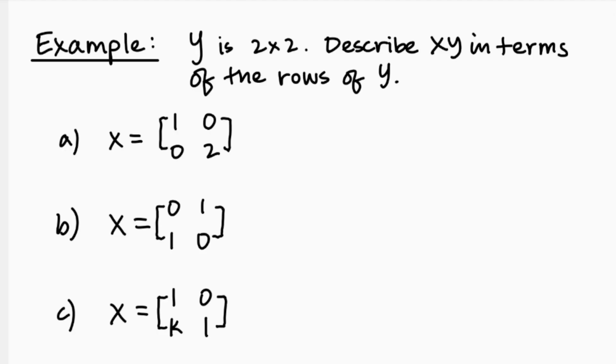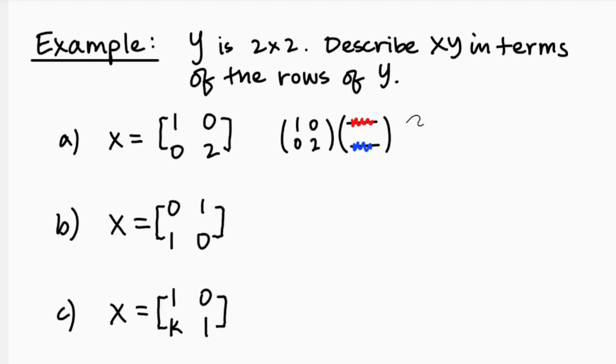All right, well, if I'm trying to do x times y, I'd have [1, 0; 0, 2] multiplied by something with 2 rows. And now I'm going to just call it a red row and a blue row. I'm just going to say with no loss of generality that the red row's on top.